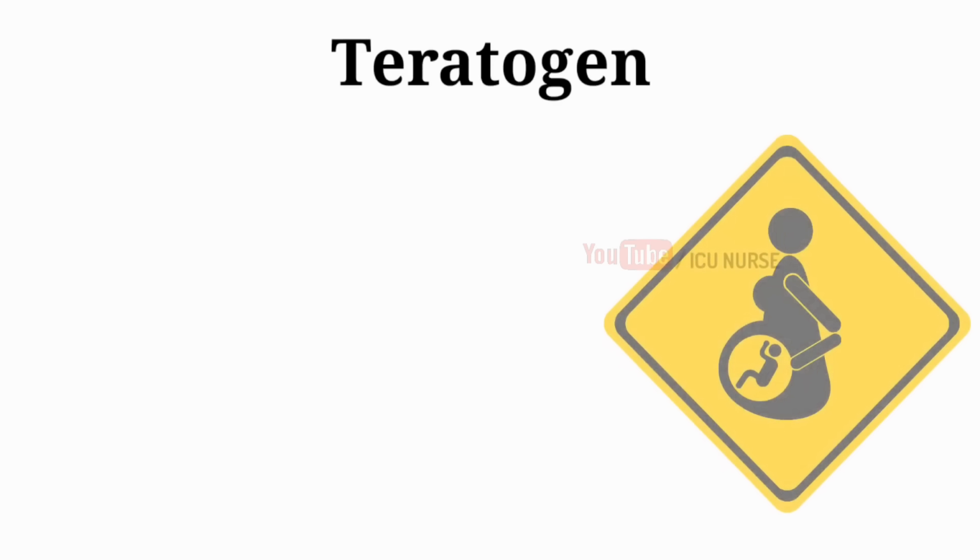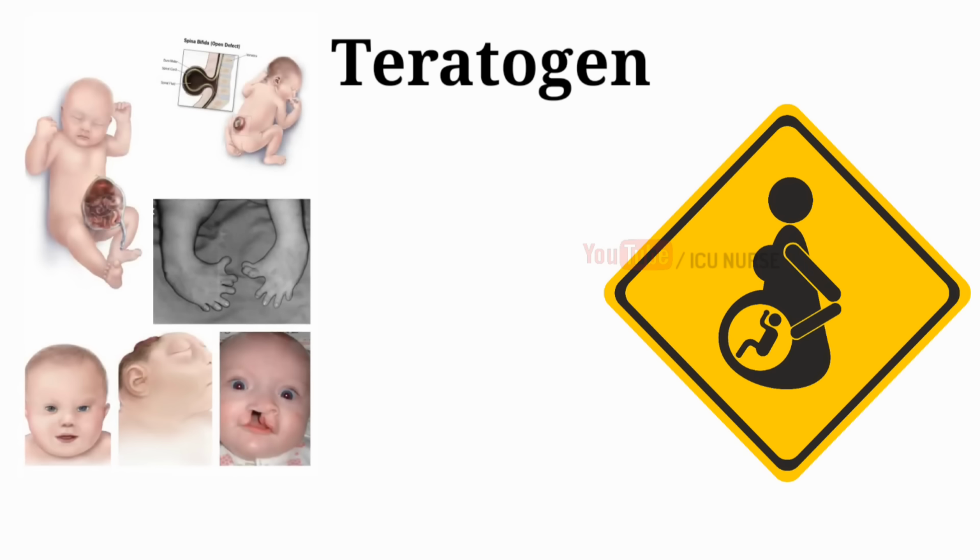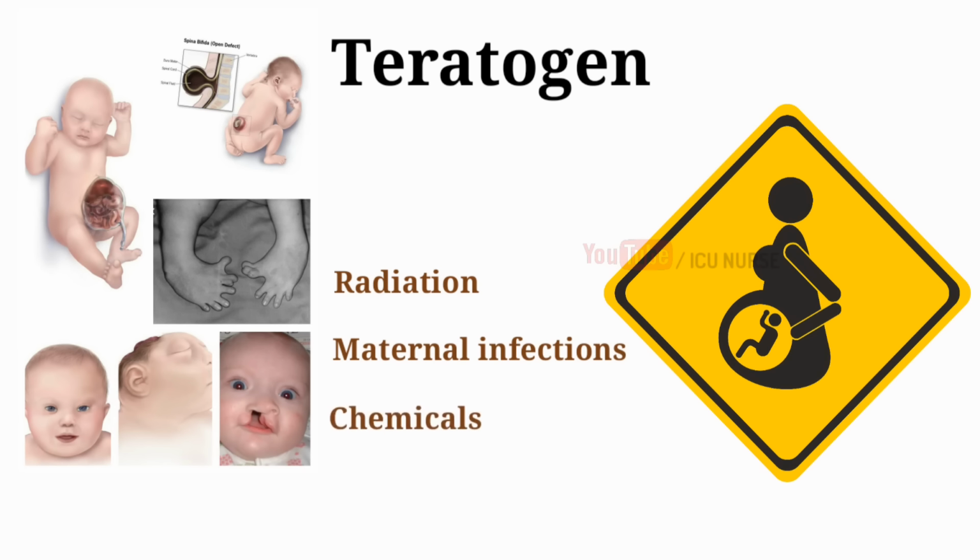A teratogen is an agent that can disturb the development of an embryo or fetus. Teratogens halt the pregnancy or produce a congenital malformation, a birth defect. Classes of teratogens include radiation, maternal infections, chemicals, and drugs.